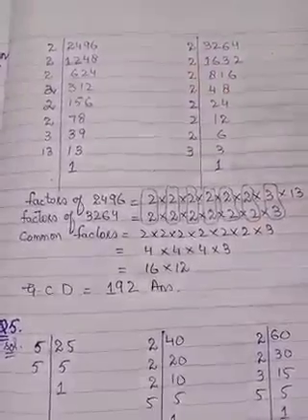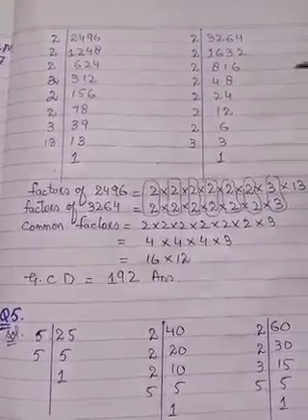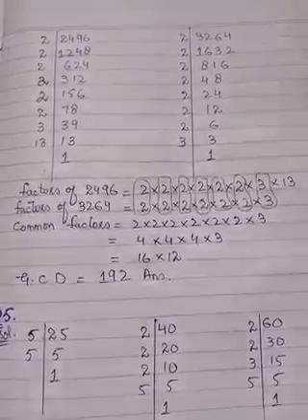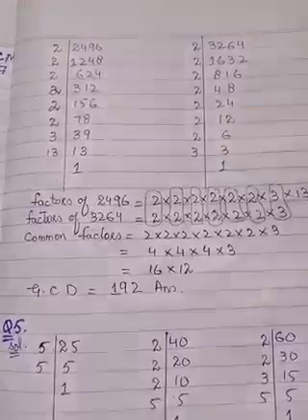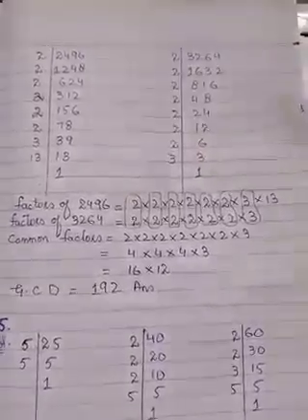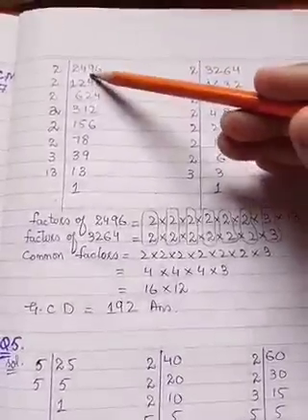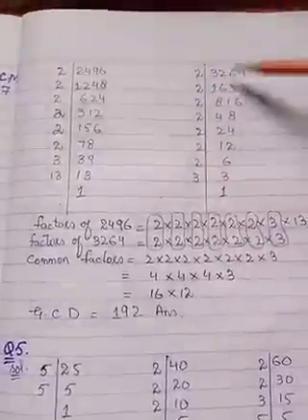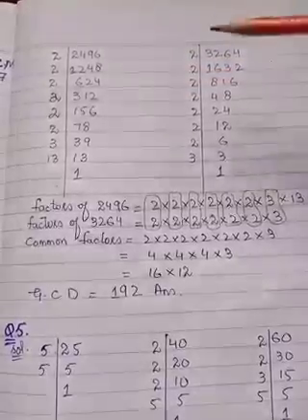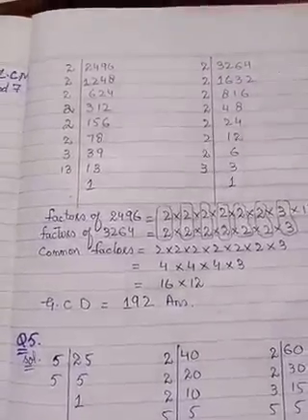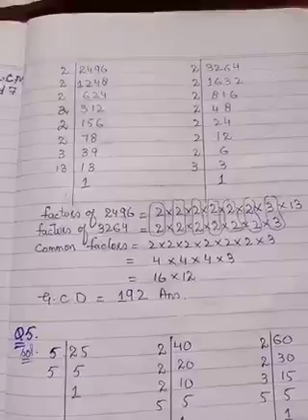Now, as I told you, you can use any method, you can use the division method, but I think the factorization method is very easy because you have learned it in your primary classes as well. You will take the LCM of 2496 and 3264. In the same way, you will reduce the values by the tables of 2, 3 and onward. We will take the least number.